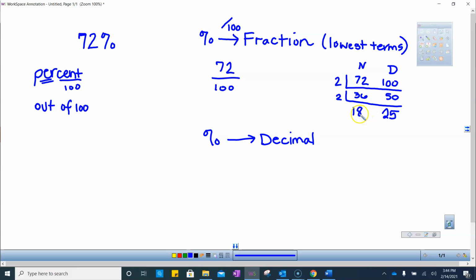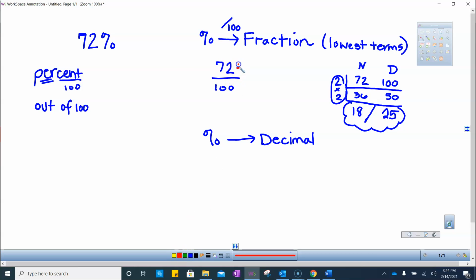5 goes into 25, but not 18. Try 7. 7 doesn't go into either number. Neither does 11, or 13, or 17, and 19 is too big. So the greatest common factor that 72 and 100 have is 2 times 2, which is 4. So we factored 4 out of both of our numbers, and we landed with the fraction 18 over 25.